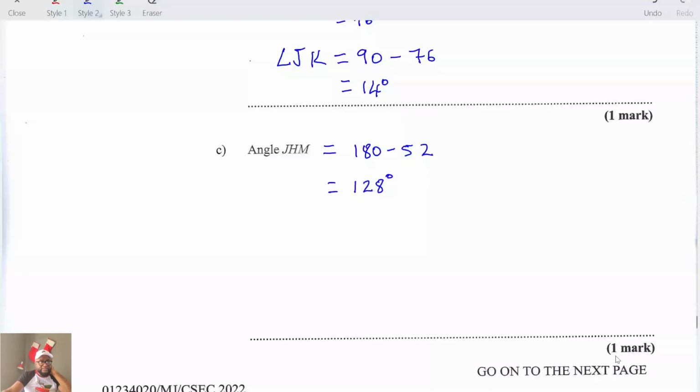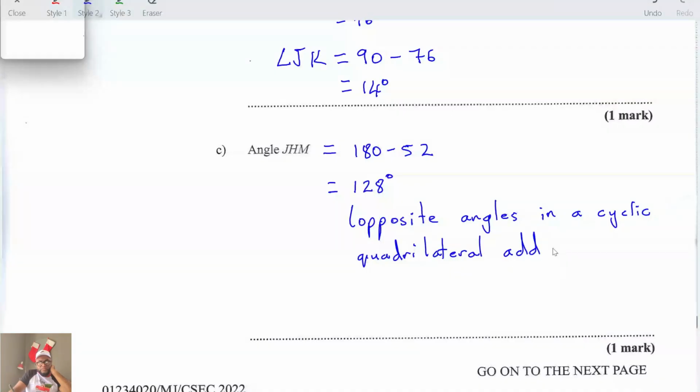right? So you see, it's only one mark for these things, so they did not ask for any reasons. It's supposed to add up to 180 degrees, right? We do the working, but I just write out this incorrect here. Opposite angles in a cyclic quadrilateral are not equal. They add up to 180 degrees, right?